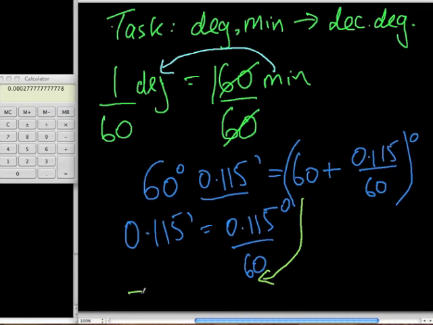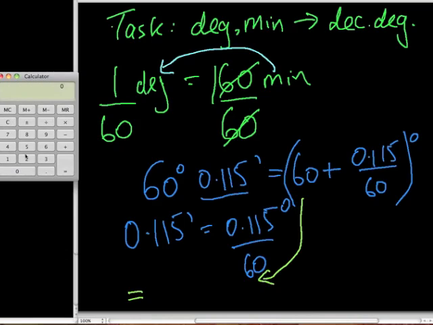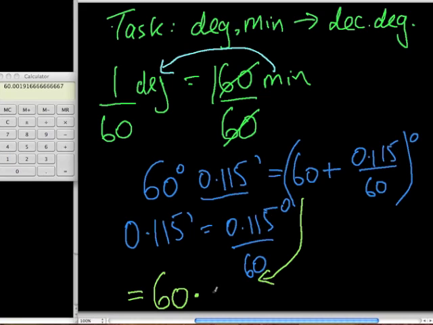The answer is going to be 0.115 divided by 60 to go from decimal minutes to degrees, and then add 60 degrees here. 60 degrees south was an unfortunate location to check for this, never mind. So our total answer is 60.00191666, etc. degrees. So that's our conversion for the latitude.